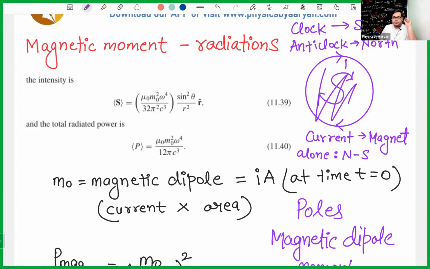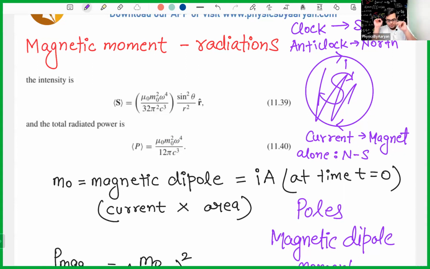You can say it is inversely proportional to r square, directly proportional to sine square theta, omega to the power 4. But you also need to remember the constant values. And the second thing that is very important is the total power radiated. So this is intensity and this is power. Power is given by mu naught m naught, where m naught is the magnetic moment at time t equals 0. So these are the two formulas.